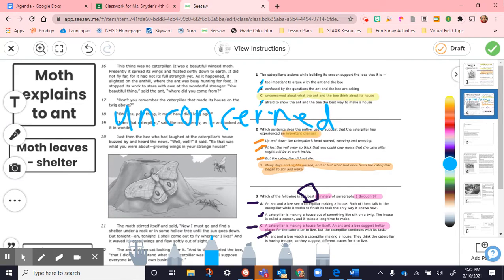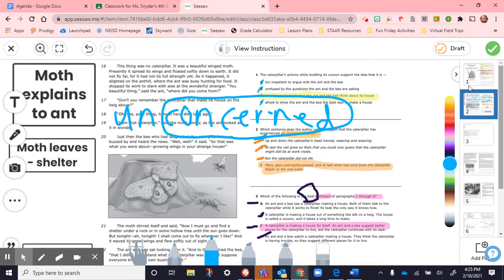All right, so this word right here, concerned. If you are concerned about something, that means you're worried about it. If something is a concern for you, an example might be eating healthy or not getting the coronavirus. We're concerned about staying healthy right now, especially with everything going on.